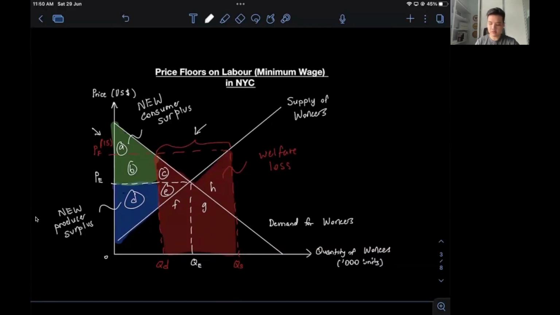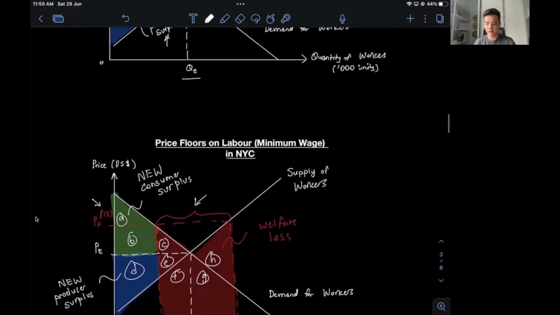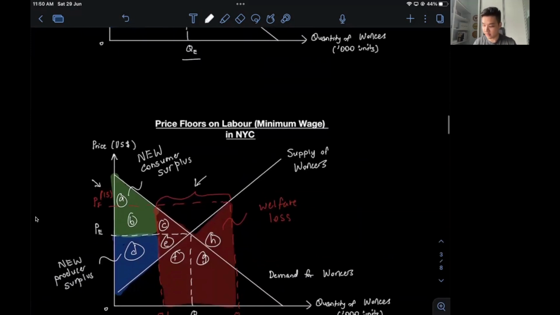And the most interesting thing to take note of is that welfare loss is no longer just the combination of areas C and E, but instead it is a combination of areas C, E, F, G, and H, right? This gigantic red area in the diagram. So why exactly does this exist? Well, let's think about the theory behind why there are certain changes in the diagram.